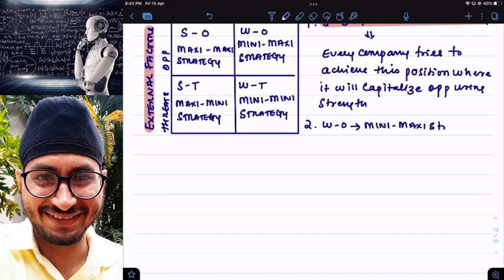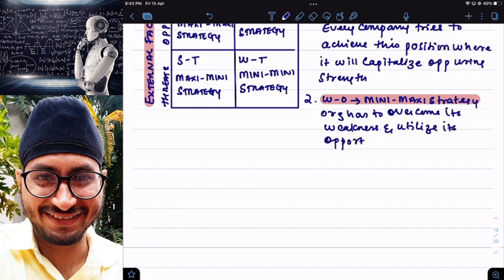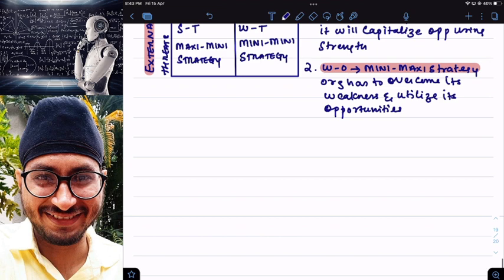Then the second one we have is weakness and opportunities, WO, that is the mini maxi strategy. Here, in this strategy, the organization has to overcome its weakness and utilize its opportunities. Here a company has to overcome its weakness and utilize its opportunities. In which strategy? WO strategy.